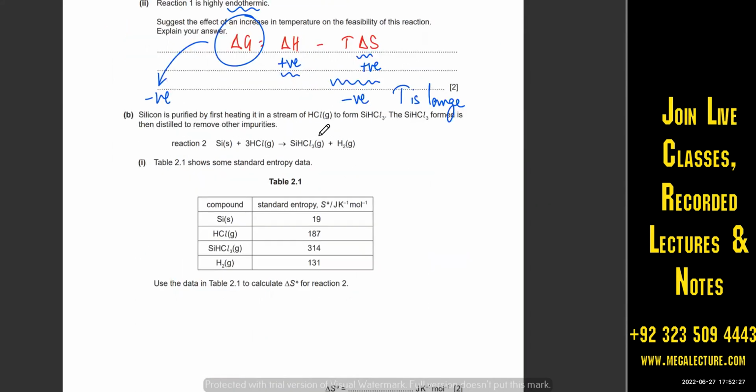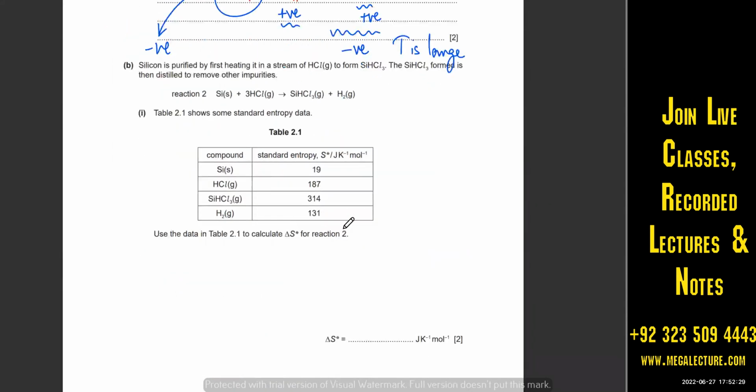So then I'll, you think, calculate delta S. So what is delta S? Delta S is the entropy of the products, and you subtract the entropy of the reactants. So it's the difference between the products and reactant entropy. So the products are over here. I think he's asking for the entropy change of reaction number 2, this one. So my product is one of them is 314, and the other one is H2, that's given as 131.